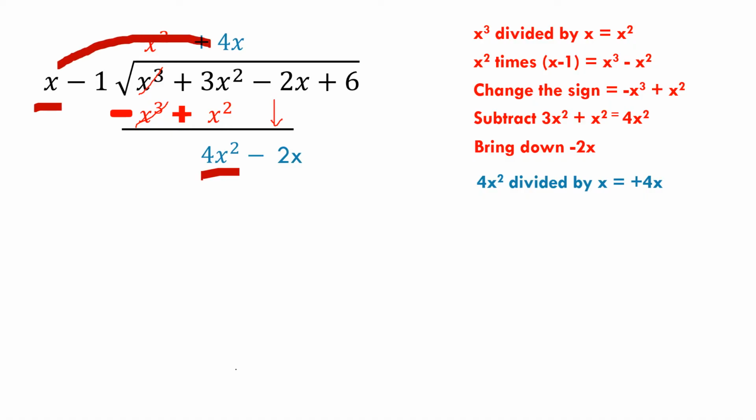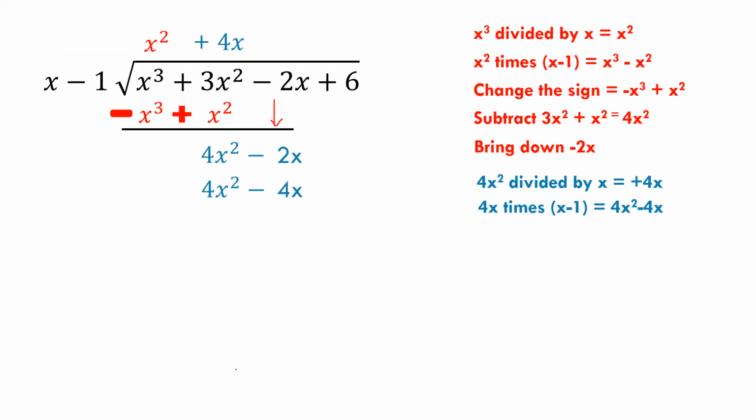And then multiply again the 4x by x minus 1. So that will give us 4x squared minus 4x. Place ko lang sandali. Next is to proceed with subtraction. Change the sign of your subtrahend. And then, subtract natin to kasi magkaiba ng sign.